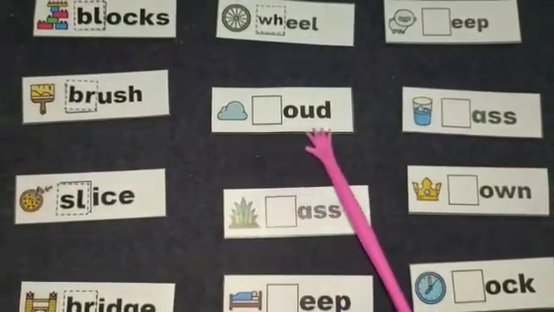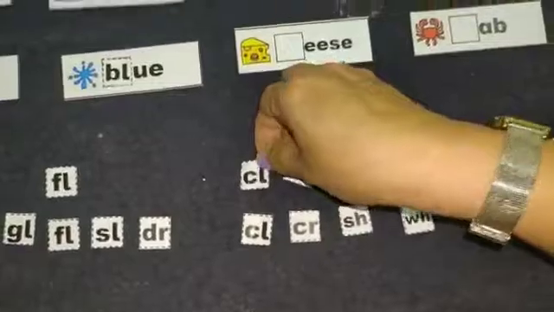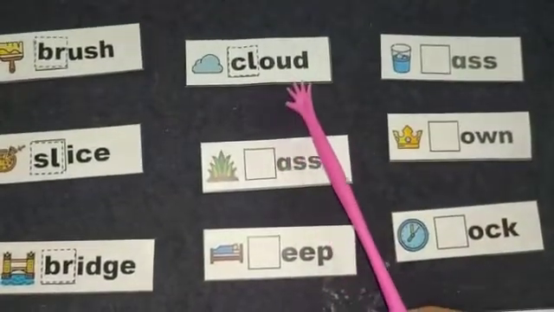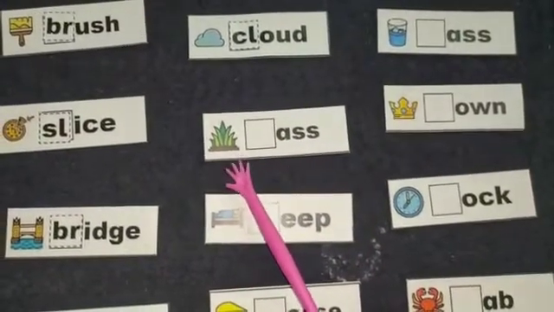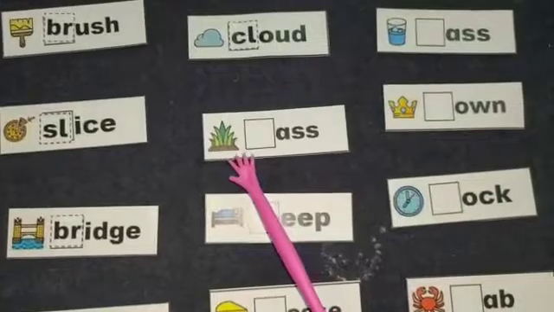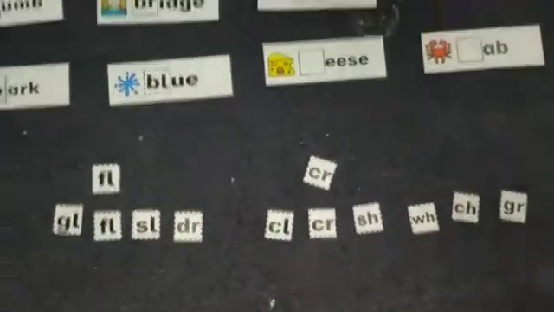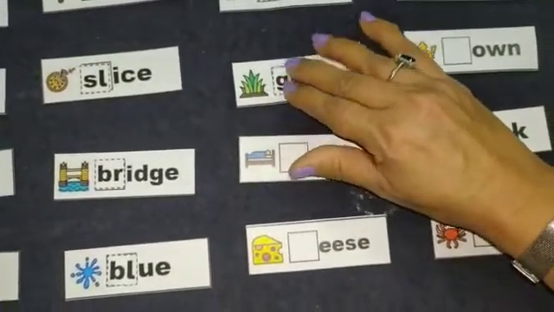Then we have, yes, it's a cloud. Very good, children. So it's cl. Cl starts with CL. So we will take CL and we will place it here. C-L-O-U-D, cloud. Then we have gr, grass. Yes, where is gr? Right here. We put it here and we read the word out.